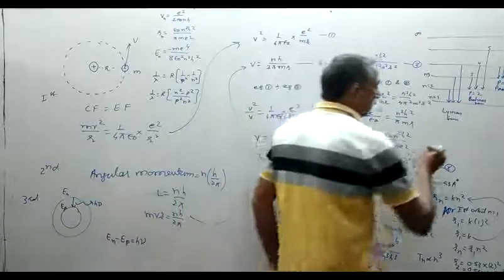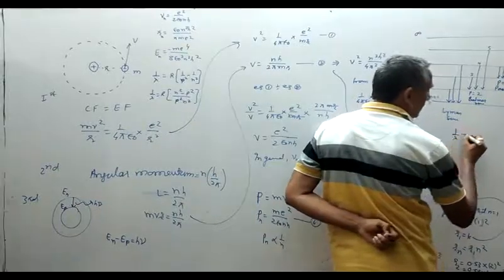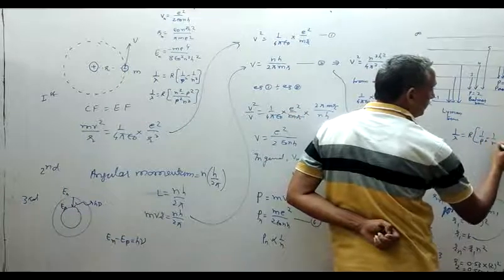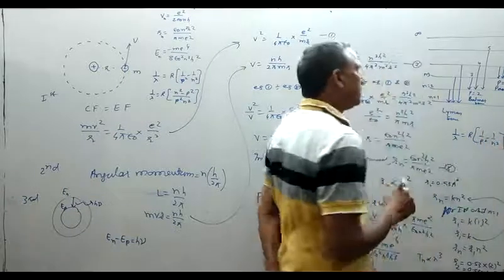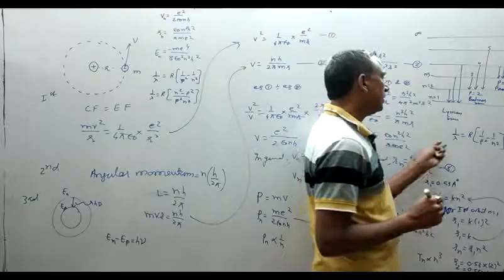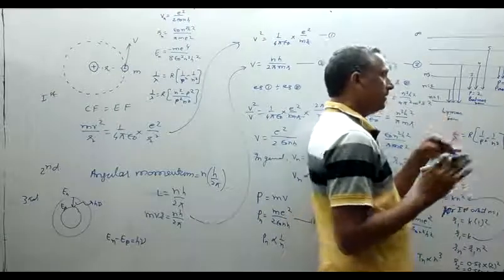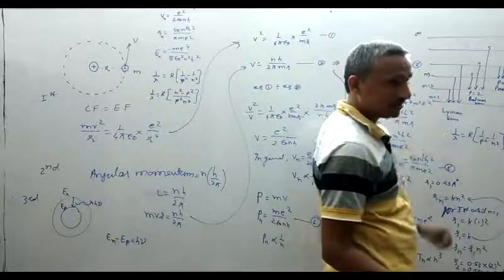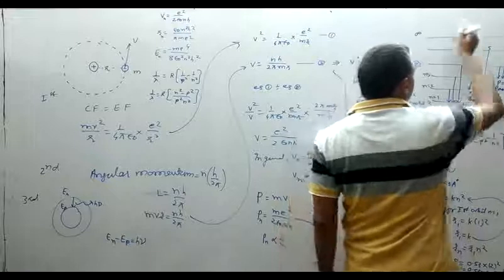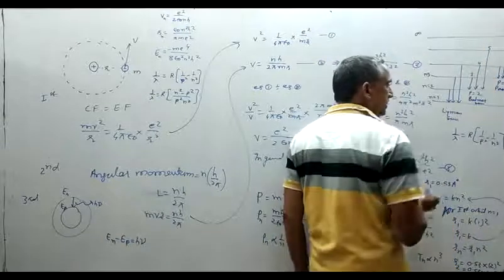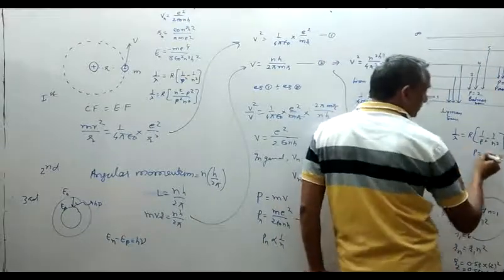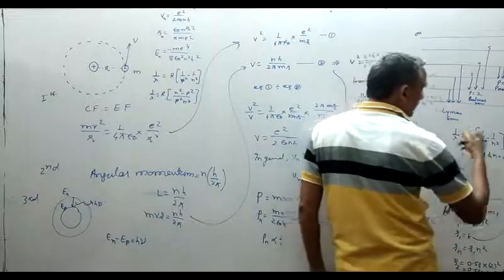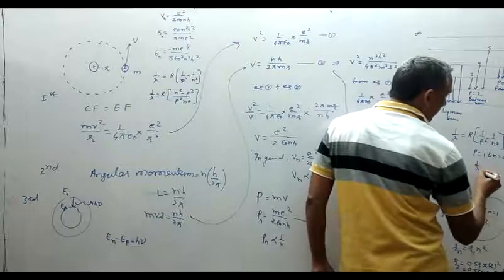So here we know the formula: 1 upon lambda is equal to R in bracket 1 upon P square minus 1 upon N square. There are different types of wavelength, shortest wavelength and longest wavelength, for a particular series. For the shortest wavelength of the Lyman series, P is equal to 1 and N is equal to infinity.